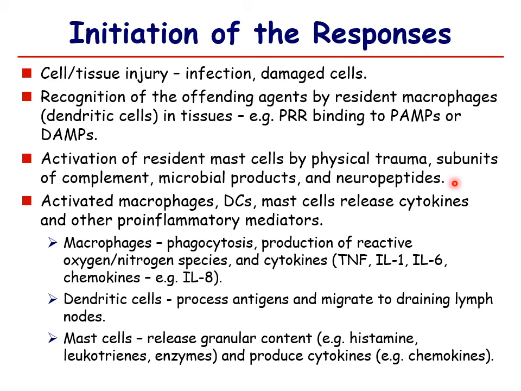So mast cells, when they're activated in this way, release their granular content, which contains, for example, biological or vasoactive amines such as histamine, some lipid mediators, for example, leukotrienes, and various enzymes. And mast cells also produce cytokines such as interleukin-4, as well as chemokines that we have mentioned before.